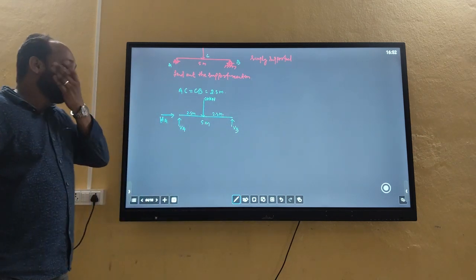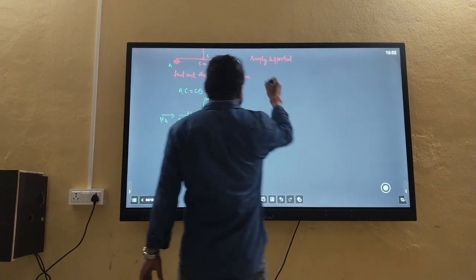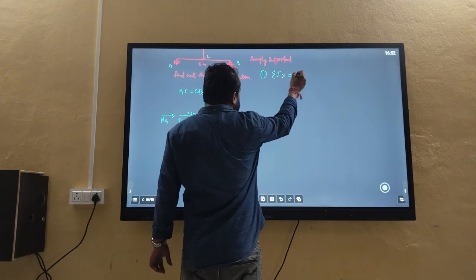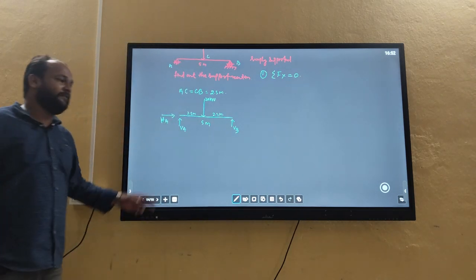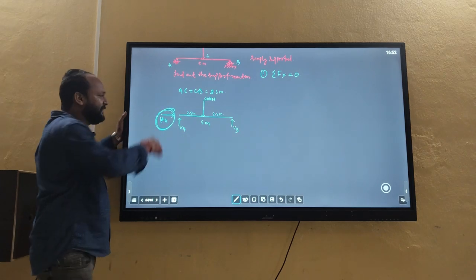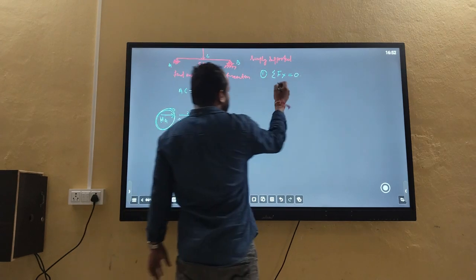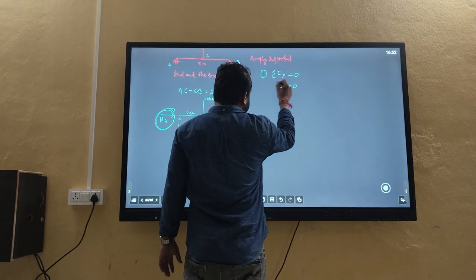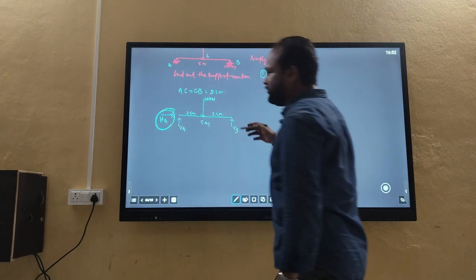Then we have to put the equations of equilibrium here. First, summation of all the forces along x-axis is equal to 0. Here we have only one force, which is our horizontal force, that is HA. Apart from HA, we don't have any other horizontal reactions. So here we can write HA is equal to 0 directly because we don't have any other horizontal forces.